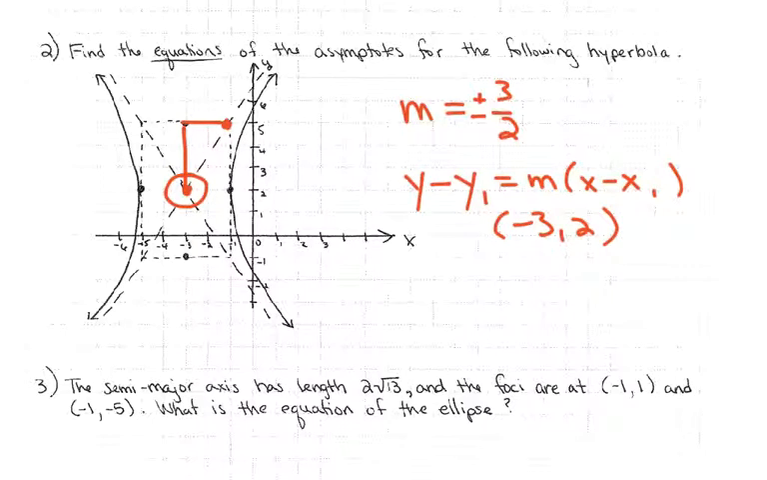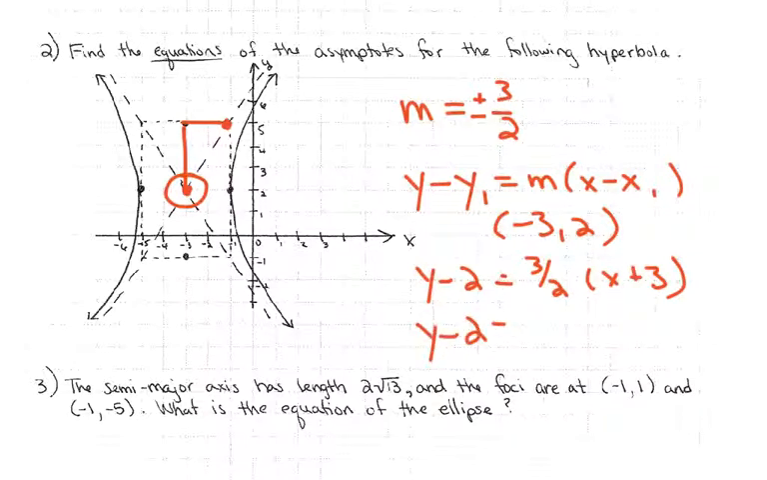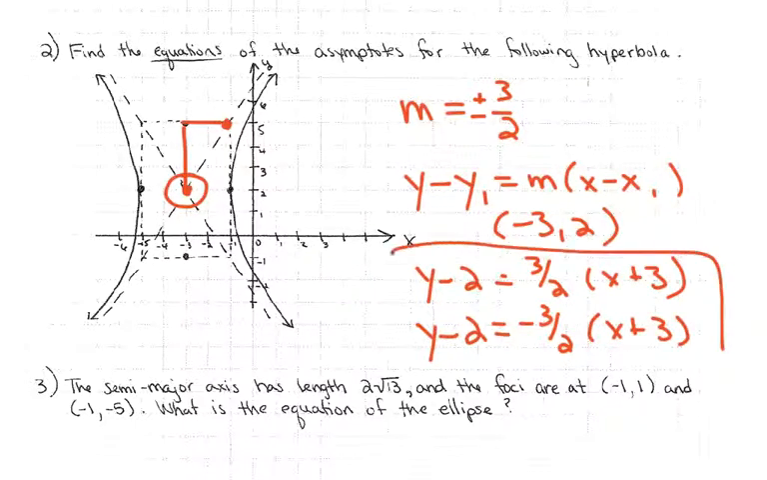So one of the equations of one of the asymptotes is y minus 2 is equal to positive 3/2, x plus 3. But the other equation is y minus 2 is equal to negative 3/2, x plus 3. Again, there are two asymptotes, and the slopes are just opposites of each other. And all I had to do was find one other point on the line, and I picked the center because that particular ordered pair is on both asymptotes.